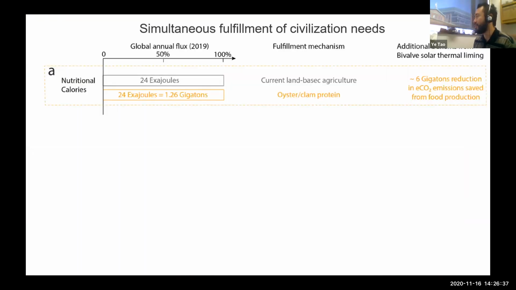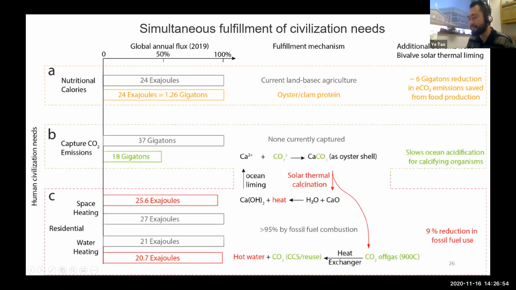So let's do a thought experiment. Everybody switches to eating shellfish, oysters and clams to satisfy our energy need from protein. First of all, we can save about 6 gigatons of emissions from land agriculture. Next, the calcium oxide captured as a result of that aquaculture is equivalent to 1/2 of the CO2 emission we currently emit.